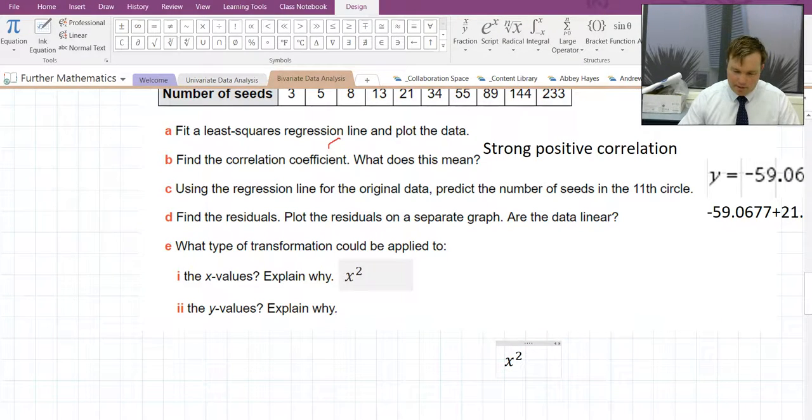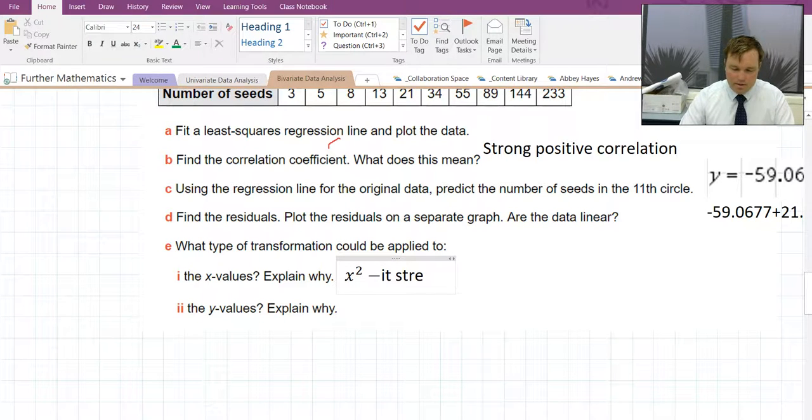It's an x squared transformation, and the reason is it stretches the x values, the higher x values.